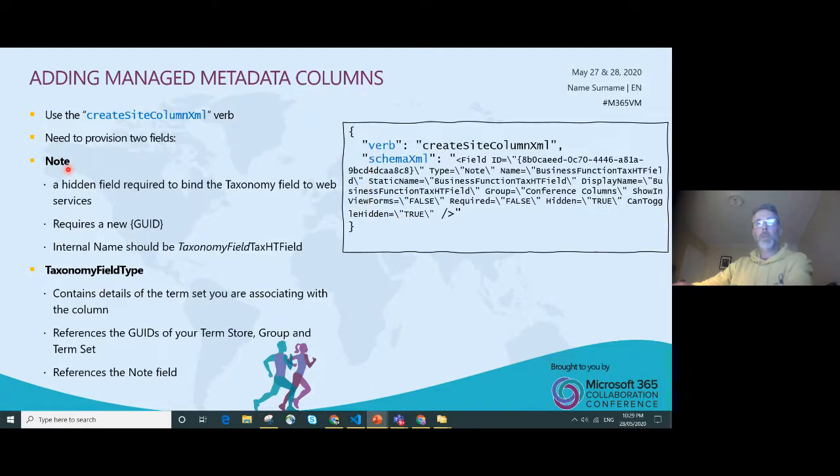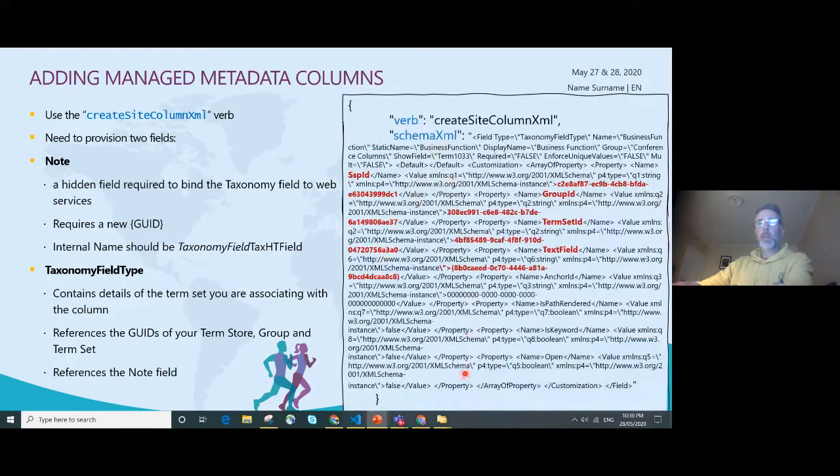So you need a note field, which means you're going to need to create a new note field. So you're going to generate a new GUID for that, and create this construct with the name of your note field, and it's going to be hidden. So you'll copy this, and if you wanted a field called business function, then your names for this are going to have TaxHTField appended to it. And then what you're going to need to do on top of that is create this blob of XML here.